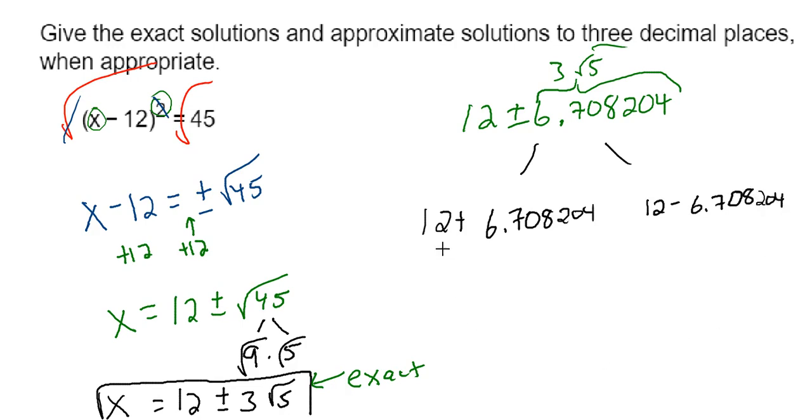204. All right. So if I add these together, I think that case is a pretty easy one that you don't really need a calculator for. You'll just take 12 plus 6, which is going to be 18, and then the decimal part's just going to stay the same.